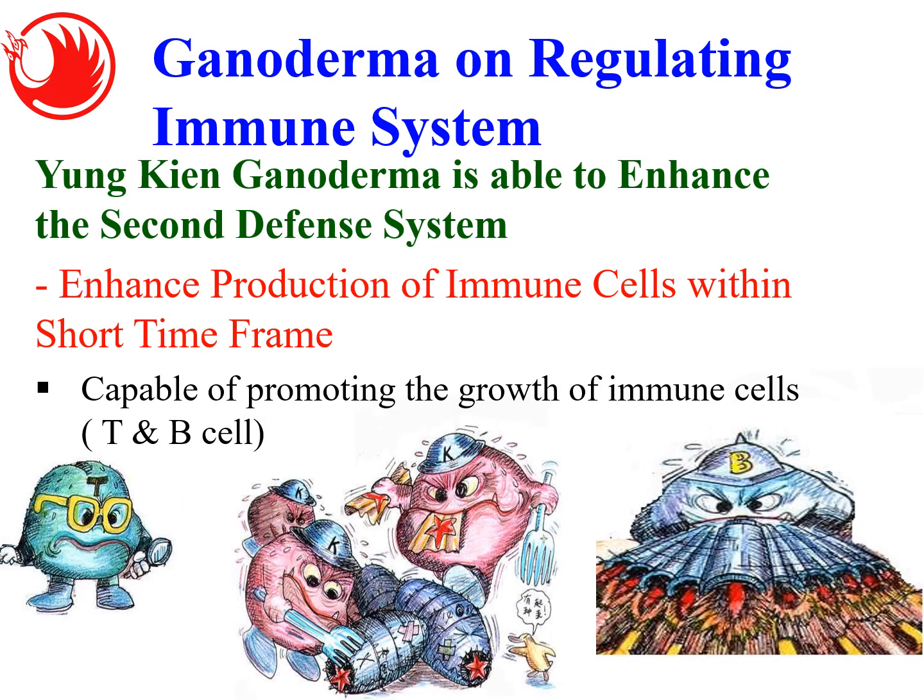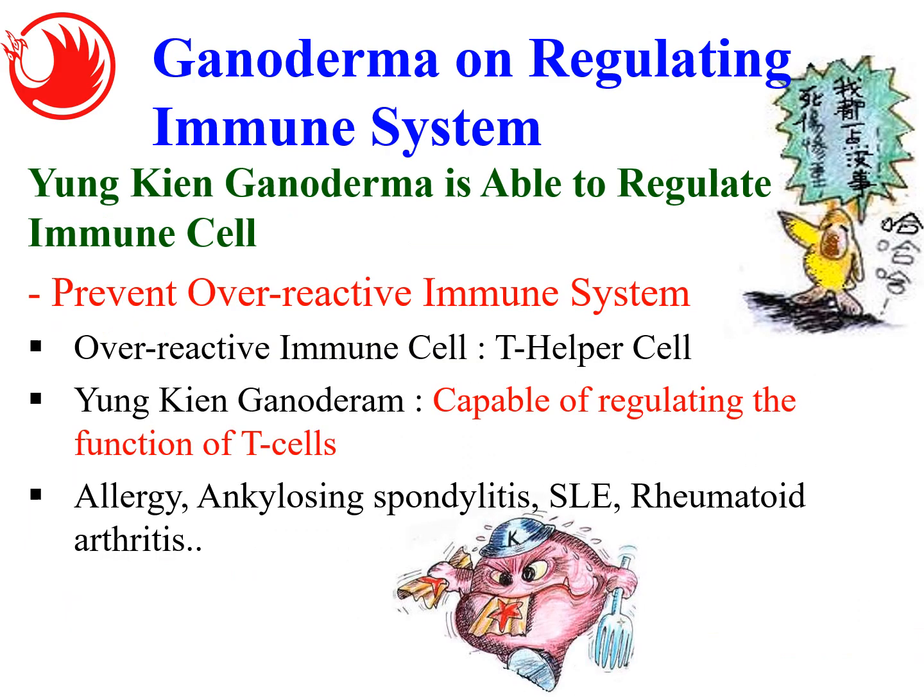And another one, Lingzhi or Ganoderma is able to enhance our second defense system, which is our immune cells, enhancing production of immune cells within a short time frame. In this case, they are capable of promoting the growth of the immune cells T and B. Okay, this is the second line. At the same time, through T helper cell, it is capable of regulating the function of T cell. So in this case, you will not have an overreactive immune system. So we can prevent things like SLE, rheumatoid arthritis, which are all autoimmune diseases.